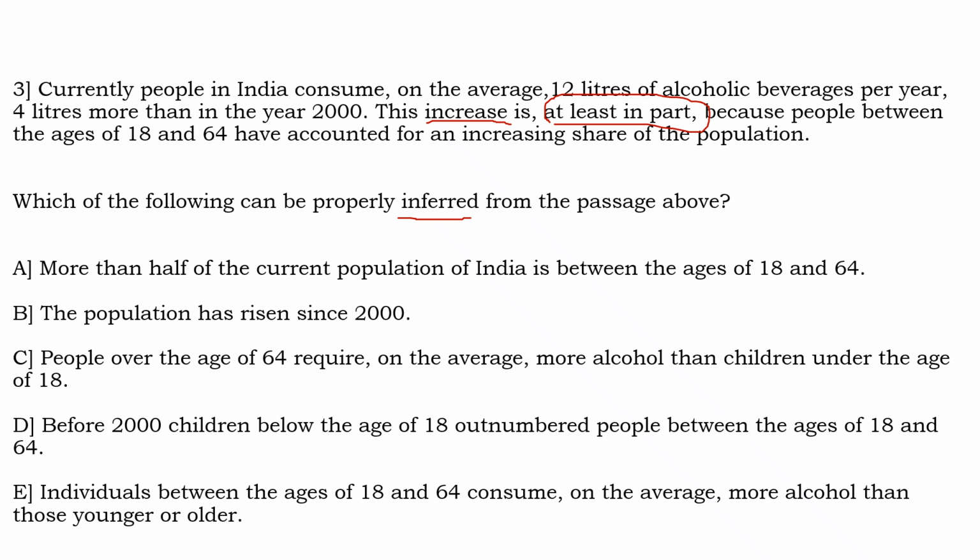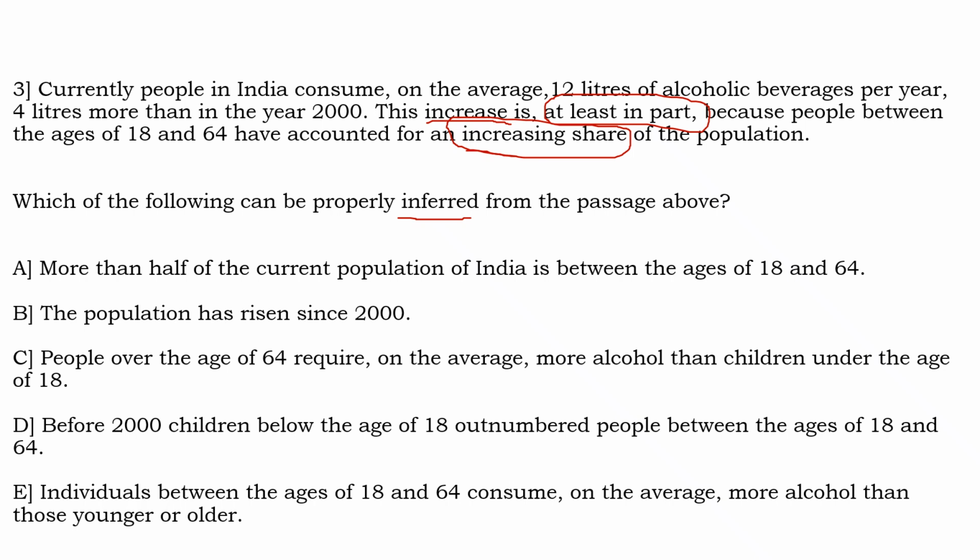The people between the ages of 18 and 64 are having an increasing share of the population, meaning their population has increased between 2000 and 2025. What does that mean? When there is an increase in the people in the age group of 18 and 64, these are the people who are actually drinking more alcohol. That is why the average consumption has increased. So that is the clear inference you can get from the passage.